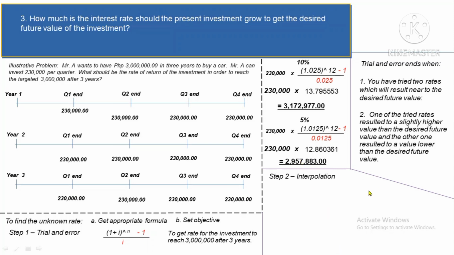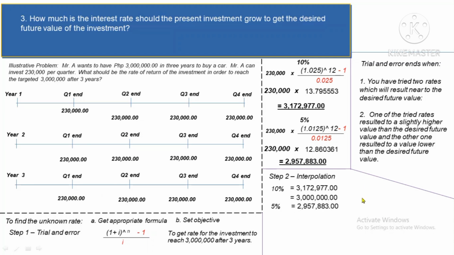Let's go to step 2, the interpolation. So the first step is to organize the rates and the resulting figures. What do you mean, sir? So a while ago, we tried 10% and 5%. So you put it right here, and on the opposite side the resulting values. So when we tried 10%, it resulted in 3,172,977, right? And when we tried 5%, we got 2,957,883. Next, you need to put the 3 million in the middle.